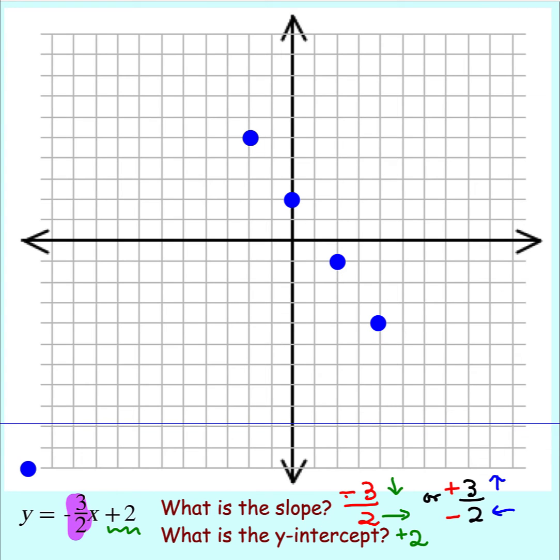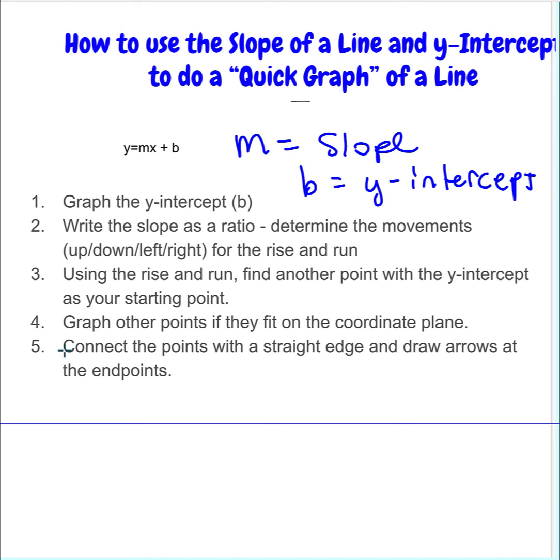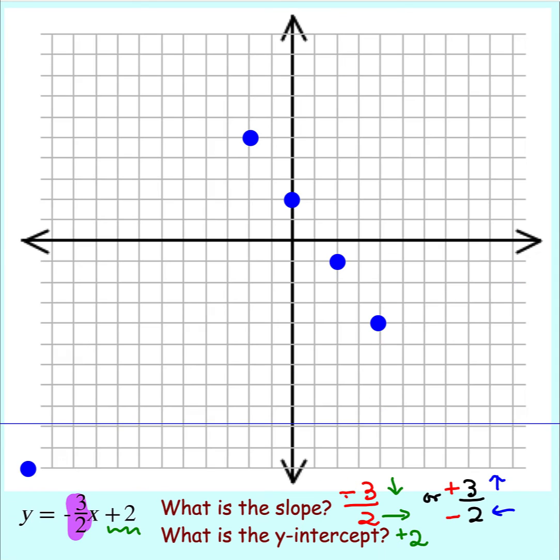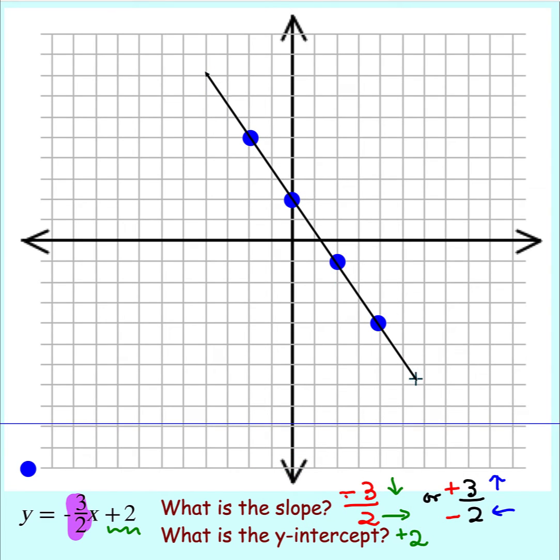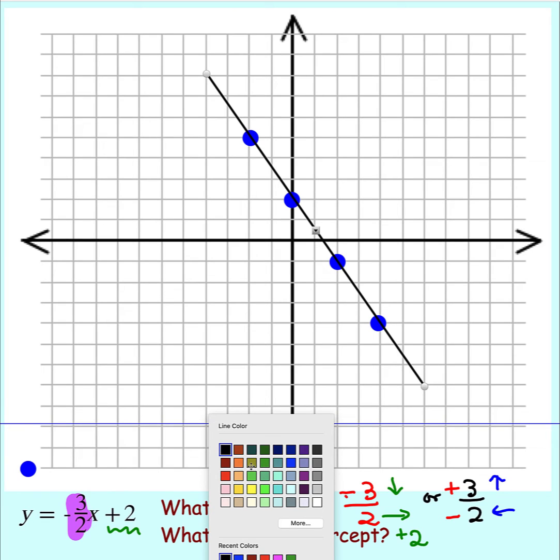And so the last step is to connect the points with a straight edge and draw arrows at the endpoints. Because I'm on a computer, I can just use my straight line tool and make sure that it has arrows on the ends and connect my points. And there is my line. I can even change the color of it if I like, and make it bigger if I like.